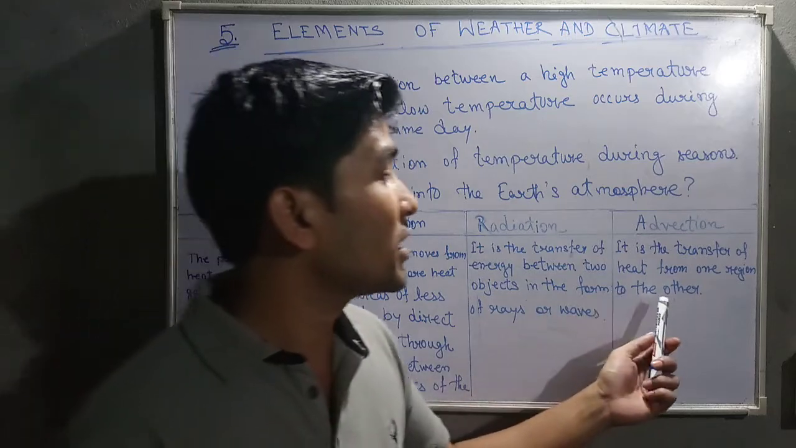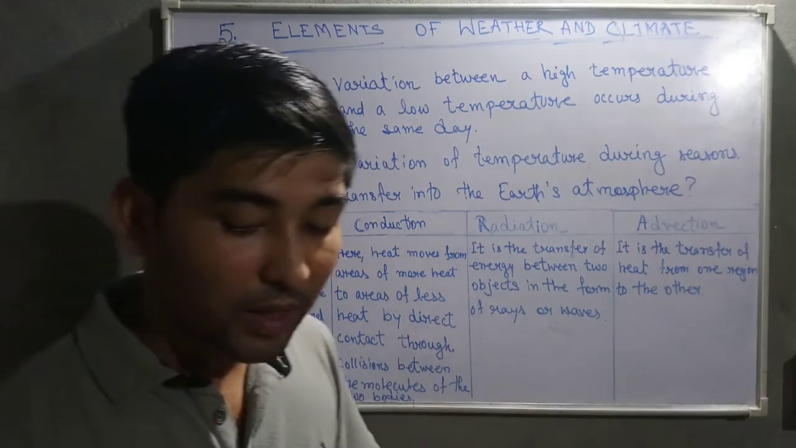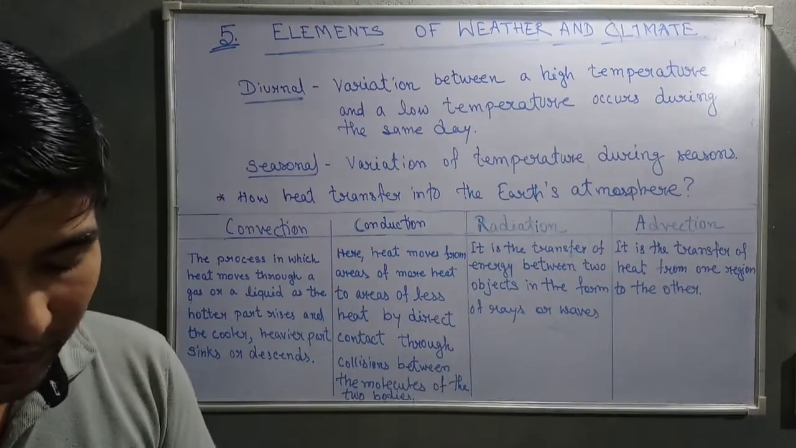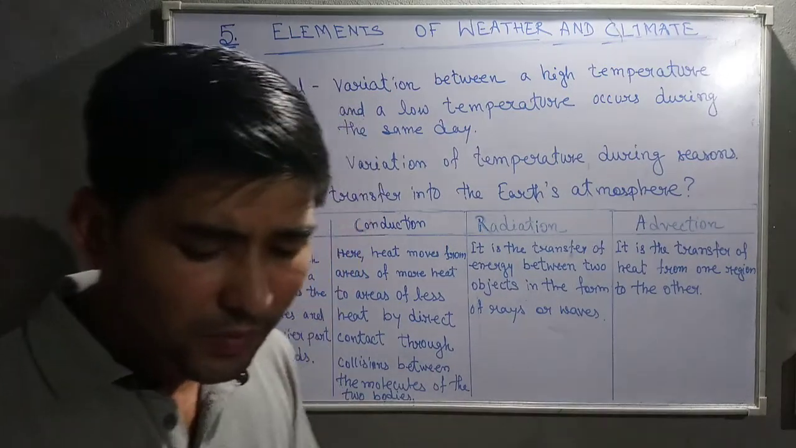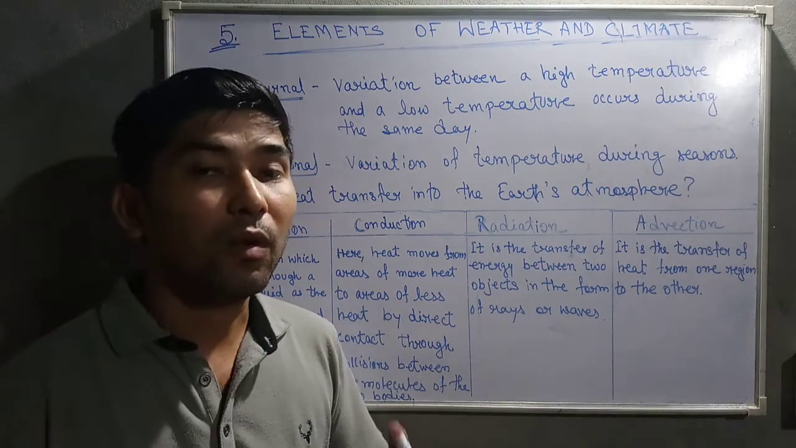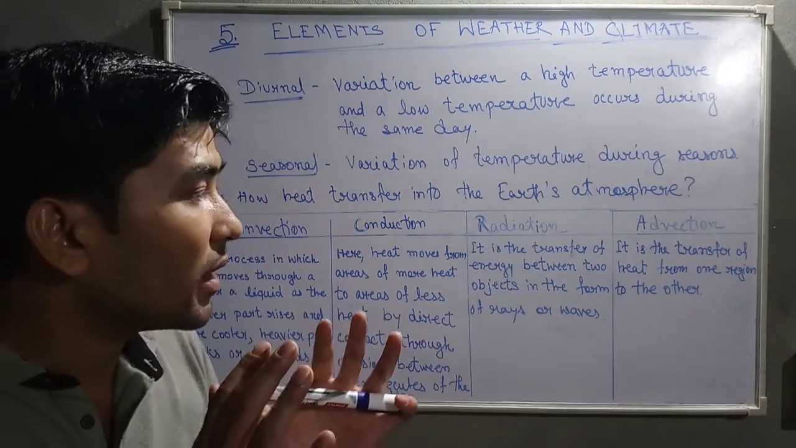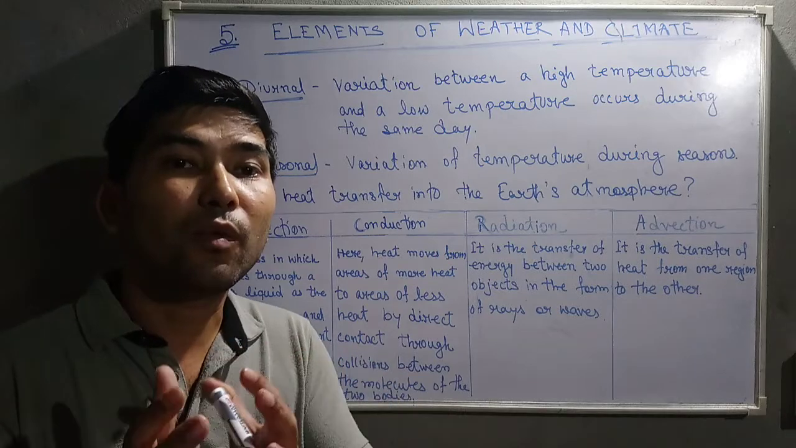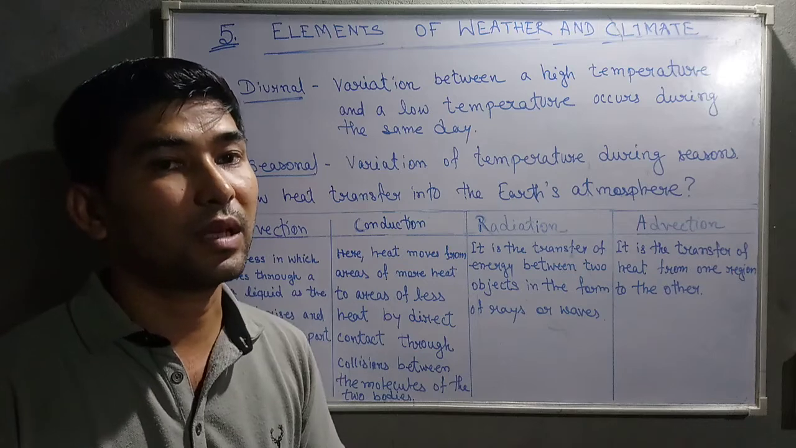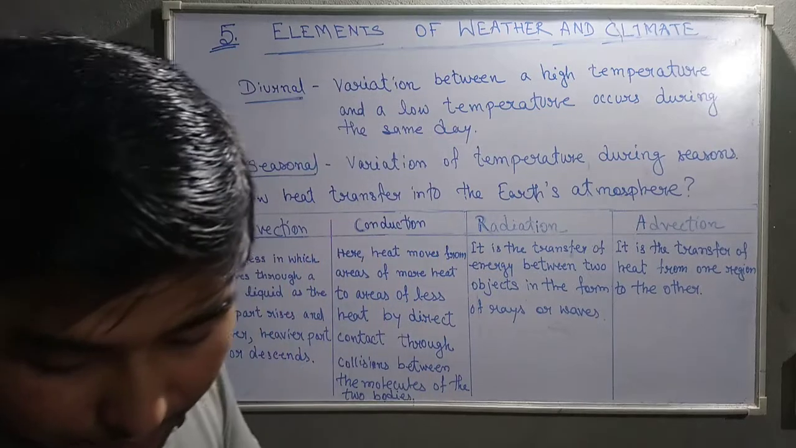The next one is advection, which is the transfer of heat from one region to the other. You would easily understand this with an example. When warm winds mix with cooler winds, what happens? The energy transfers from the warmer winds to the cooler winds through a process called advection. That is a good example of the transfer of heat from one region to the other.